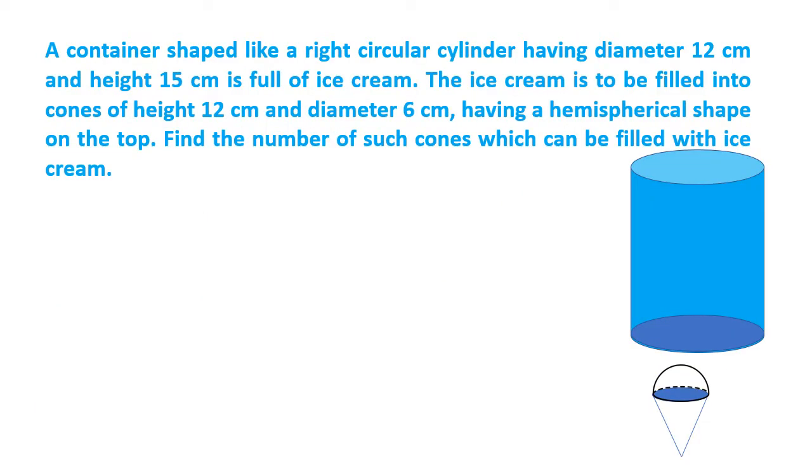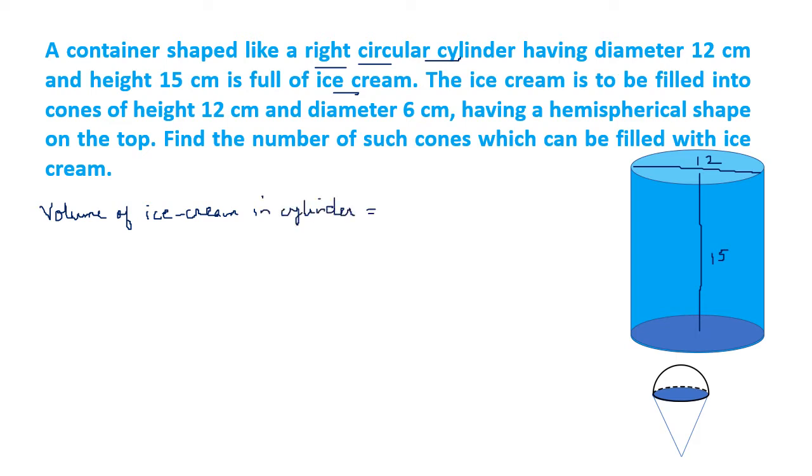The next question we have is a container shaped like a right circular cylinder. So this is the container having a diameter 12 centimeter and height 15 centimeter, is full of ice cream. So what is the volume of ice cream in the cylinder? Let us calculate that first. But you should not do this, okay? You should first read the whole sum.